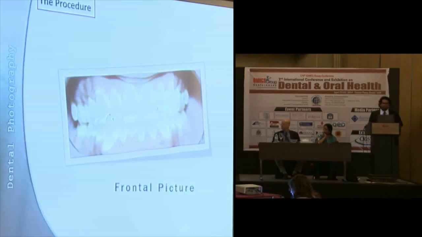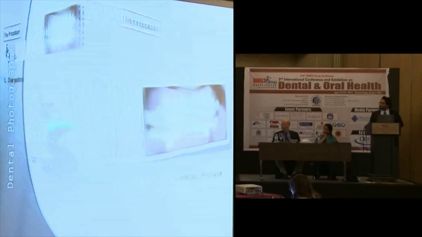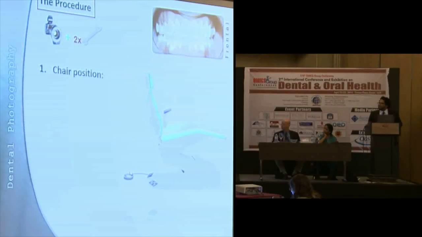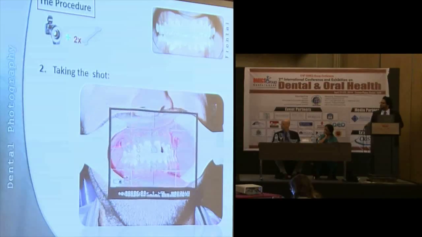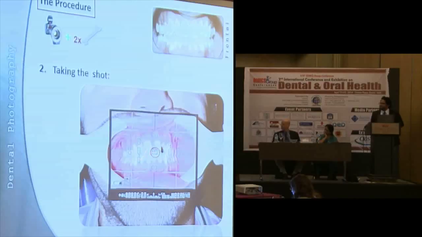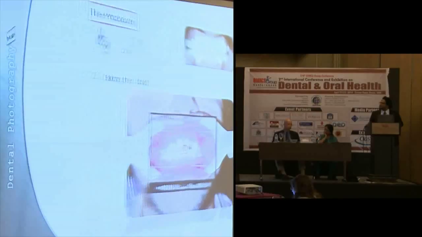The first one is the frontal picture. You have to make the chair position upright, and the instruments that we need in the corner here: the cheek retractors, 2 pieces, and our camera. And the dentist position should be on the side. Okay, that's what you would see in the clinic. You take your camera, and the focus point, as I told you, the nearest object you want to be in focus. Afterwards, all would be in focus.